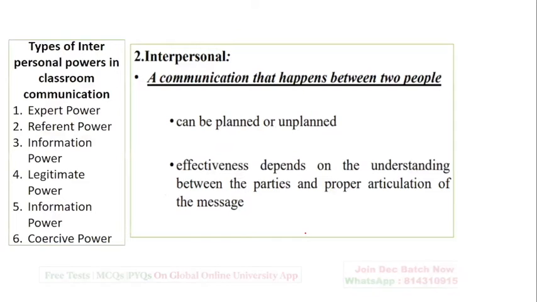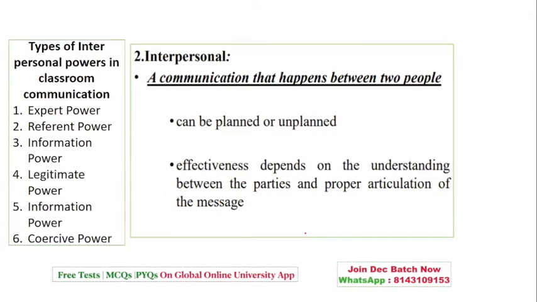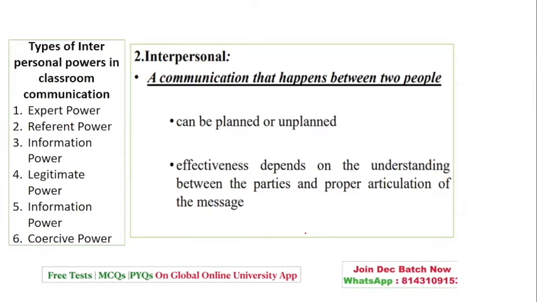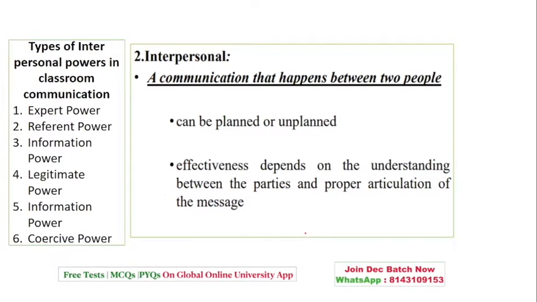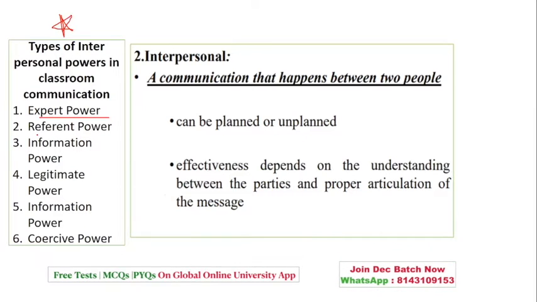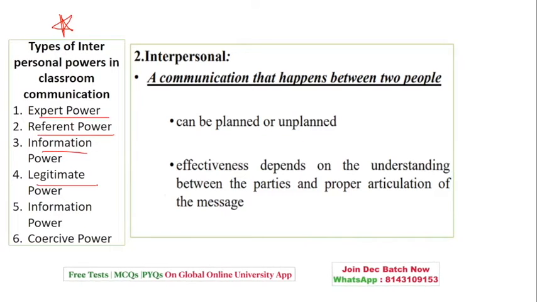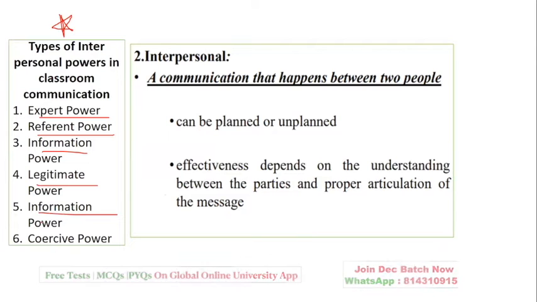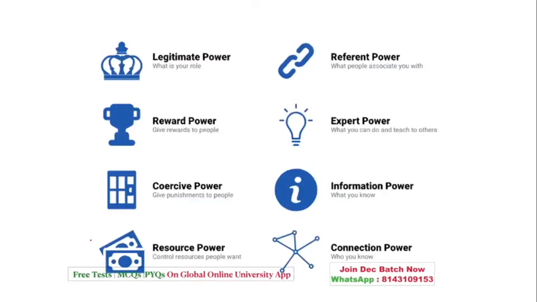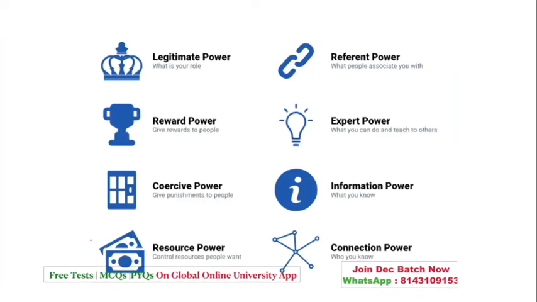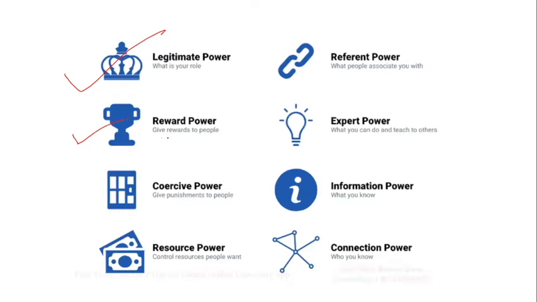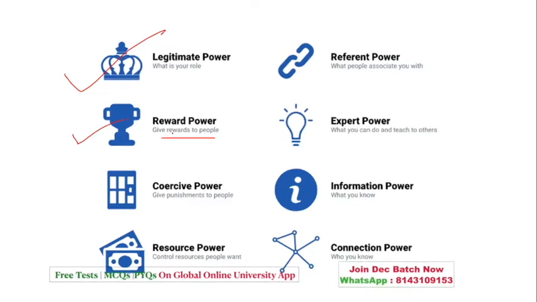The next is interpersonal communication, which happens between two people and can be planned or unplanned. It depends upon the understanding between the parties. Here you have certain types. There was one question seen in one of the examinations, so I have added these points: expert power, referent power, information power, legitimate power, and coercive power. Now let's see what these powers are. Legitimate power means what role you play. Reward power means what type of reward people get.